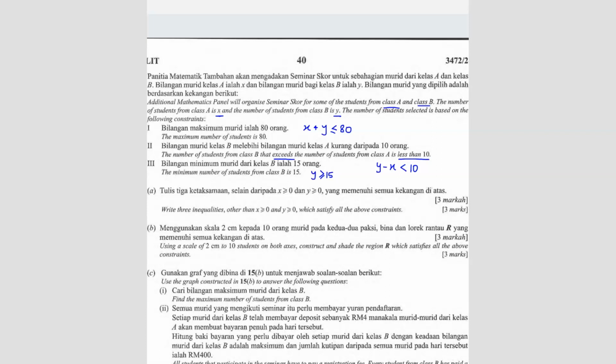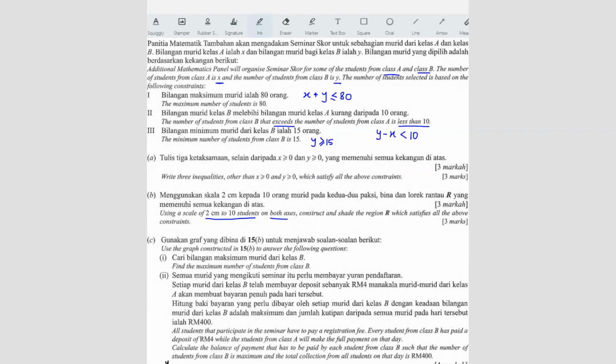Okay, next they ask for using the scale 2 cm to 10 students on both axes, construct and shade the region R which satisfies all the above constraint. Okay, let's draw this graph. Alright, so before we draw our graph, we need our table first. Okay, so the first one here X, here Y. So we need our table first.